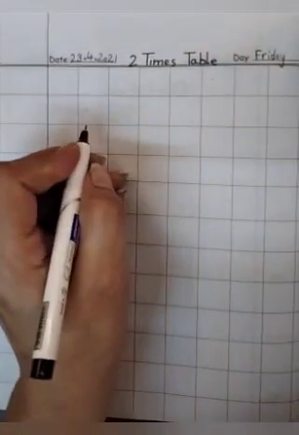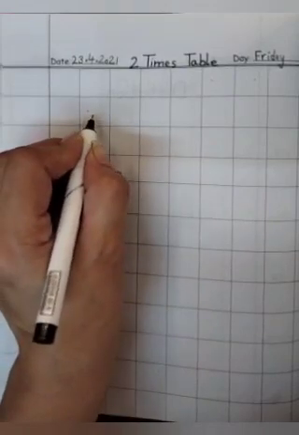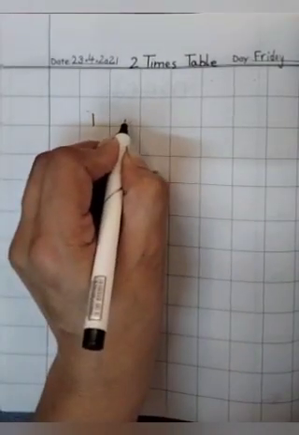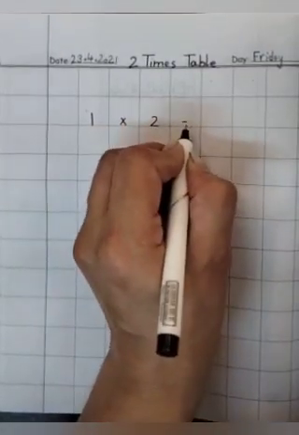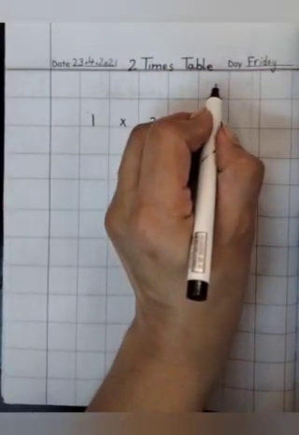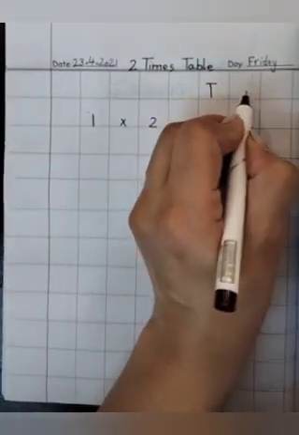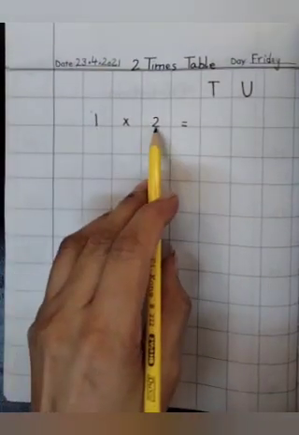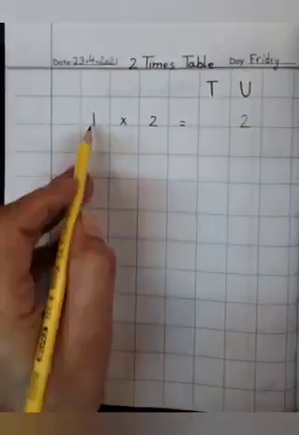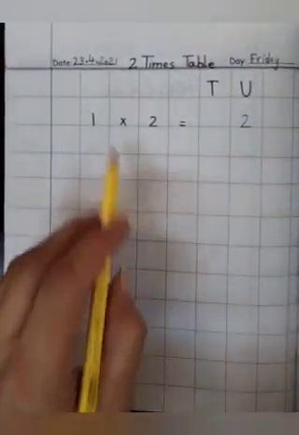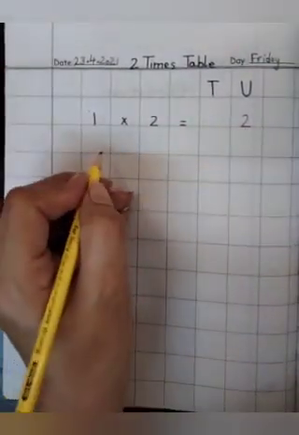So for that way, I will write down 1 here, multiply 2 equals, and here we write down T means tens, and U means units. Very good. So now let's start the 2 times table. So 1 times 2 is 2. What will come here? 2. Again 1 times 2 is 2. Now after 1 times 2 we will write down 2 times 2 is.